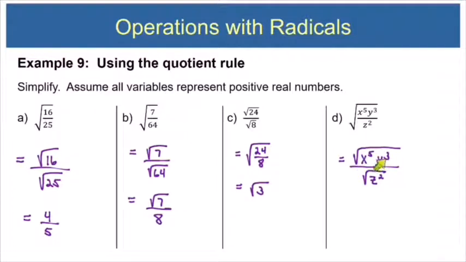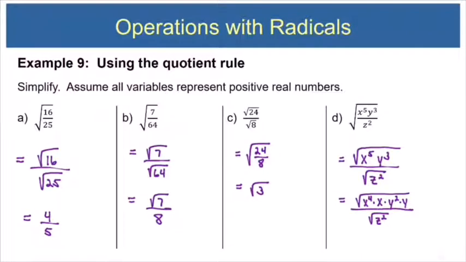So notice that in the top, the x and the y both have odd powers. So remember how we handle that? We say x to the 5th is going to be written as x to the 4th times x. Y to the 3rd is going to be written as y to the 2nd times y. In the denominator, we already have an even power, so there's no need to split anything up.